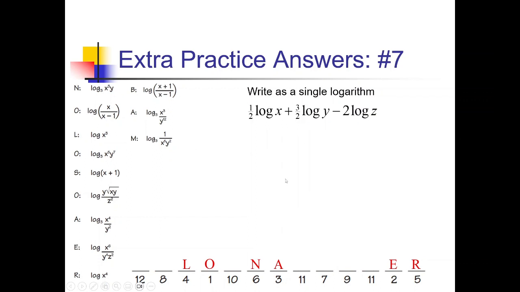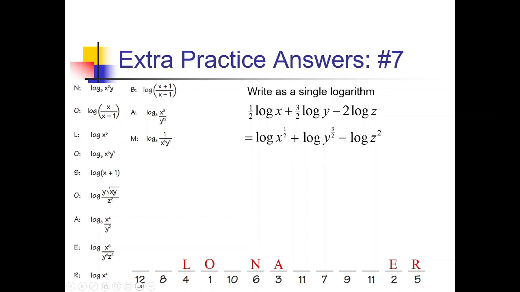Here we go with number 7. This one's going to end up needing a lot of work. I'm going to start the process by popping all of these coefficients in as exponents. So we have log of x to the 1/2 plus log of y to the 3/2 minus log z to the 2.